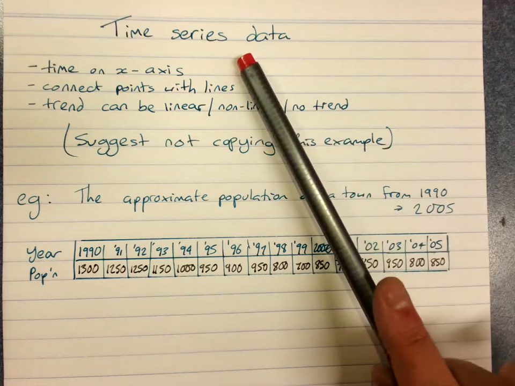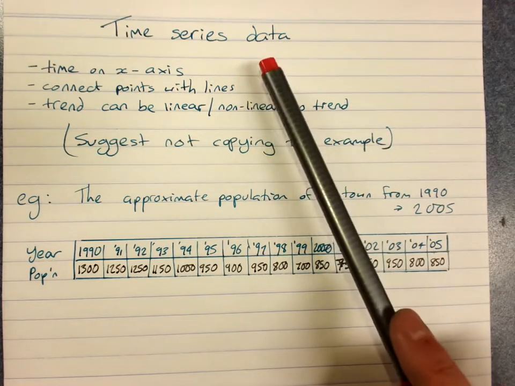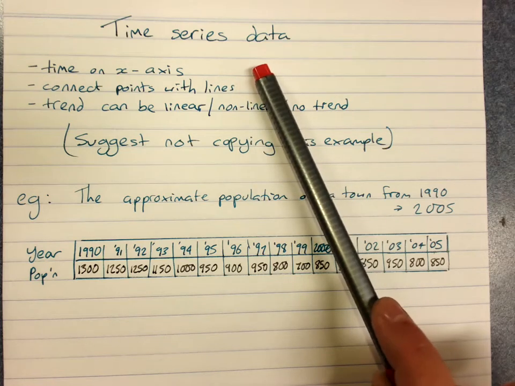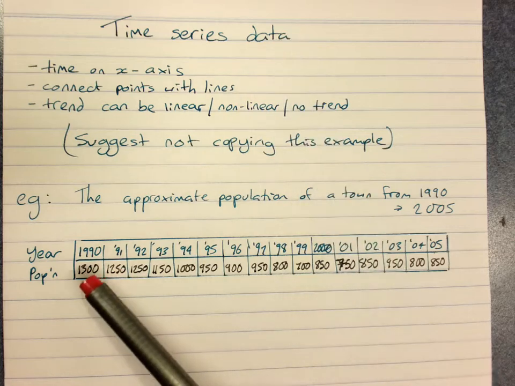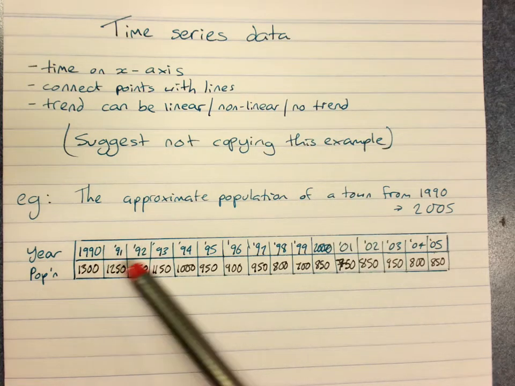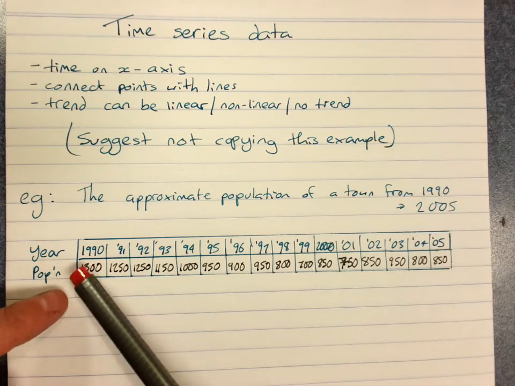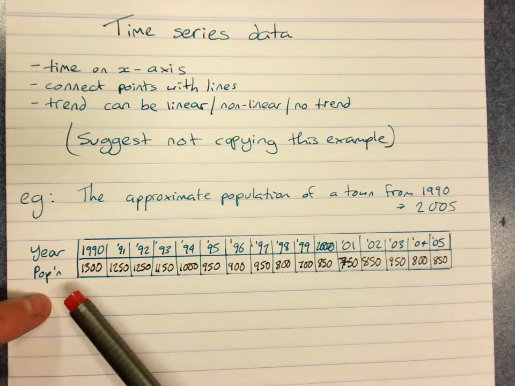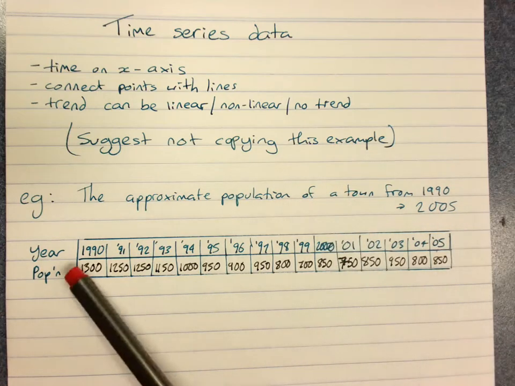If you're graphing time series data, time will always go on the x-axis, that is your independent variable, and you connect your points with lines. There will only ever be one data point per each year for a data set. We could have two different data sets, the population in town A and town B, and then you would have two lines, but you'll just get a single line for a single data set.